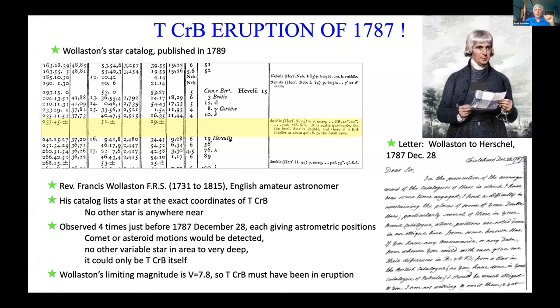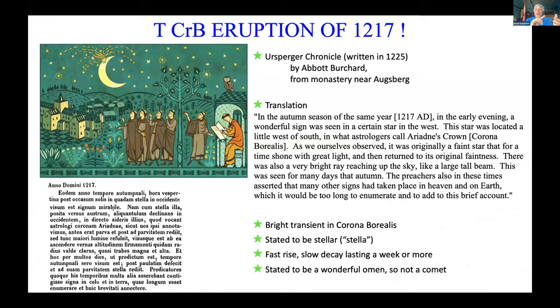You have to start asking, well, what about 80 years before 1787? Well, okay, I haven't been able to find anything from there. And you keep going back in time. Well, I found another long lost report. It was written by the abbot of a monastery near Augsburg. His name was Burchard, and he was probably one of the most learned men in the country at the time.